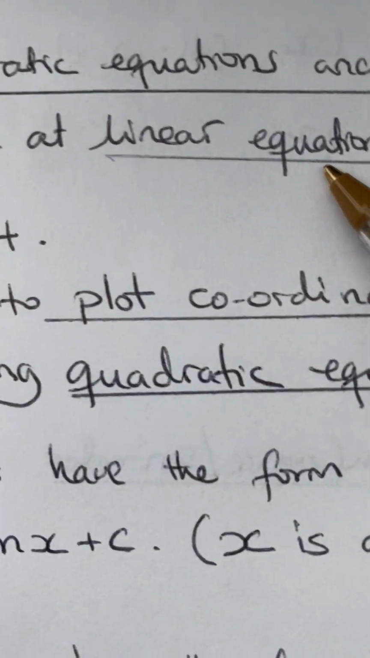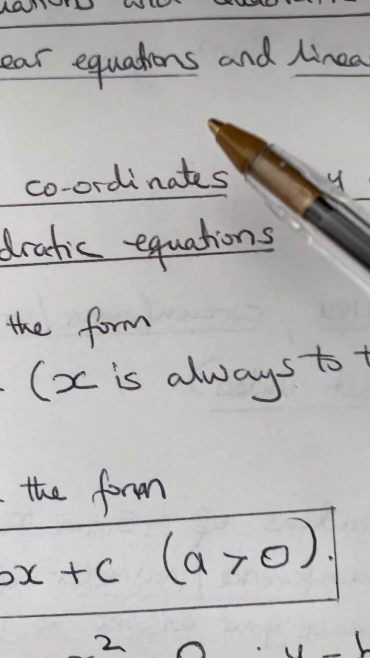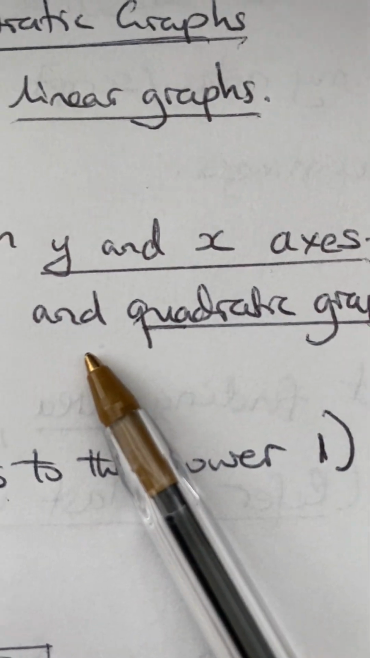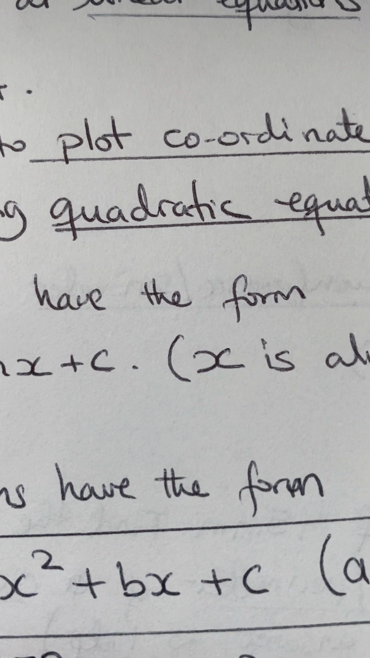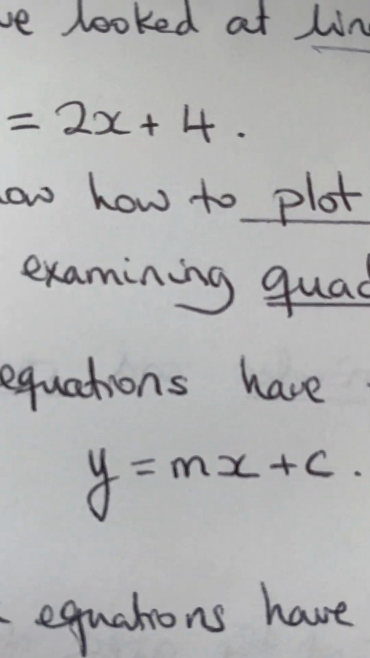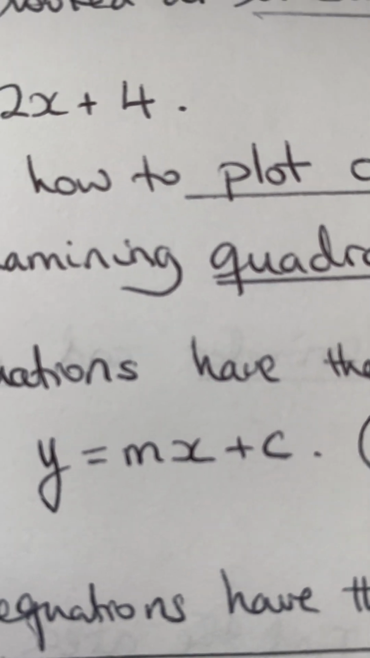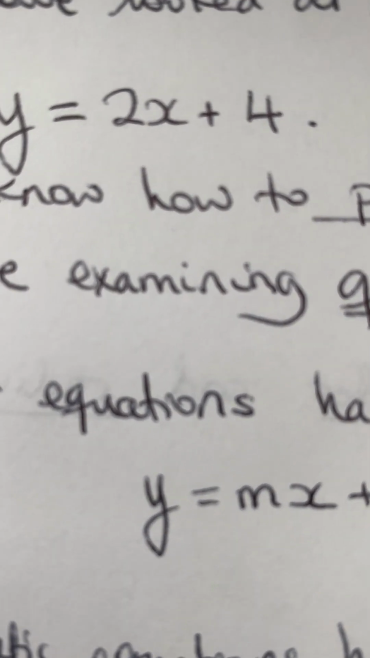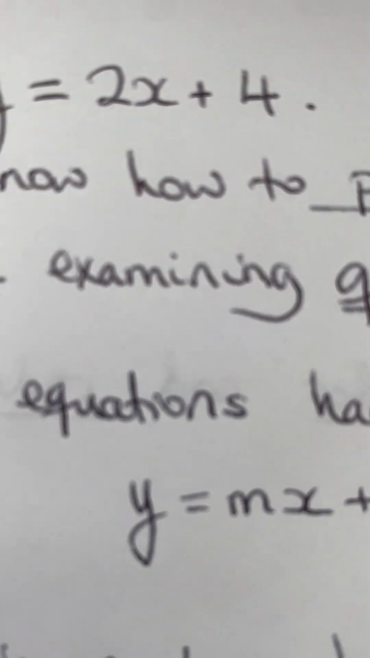Okay, we've looked at linear equations and linear graphs. We've just looked at an example in the starter, and we've used those to plot line graphs. Linear means a line. So if we see a linear equation, it will give us a line graph.